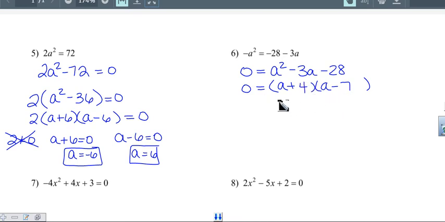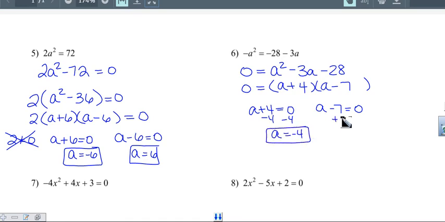Now that you've factored, let's solve. Each parentheses will be set equal to 0. In the first equation, I'm going to subtract 4. So a is equal to negative 4. And in the second equation, I will add 7. So a is equal to 7.